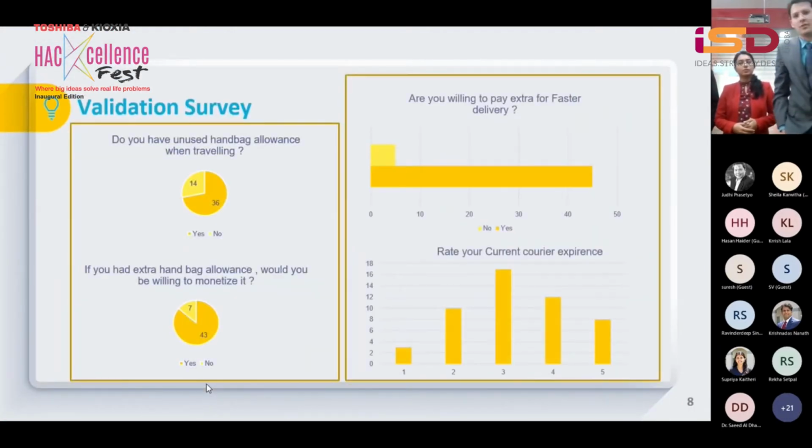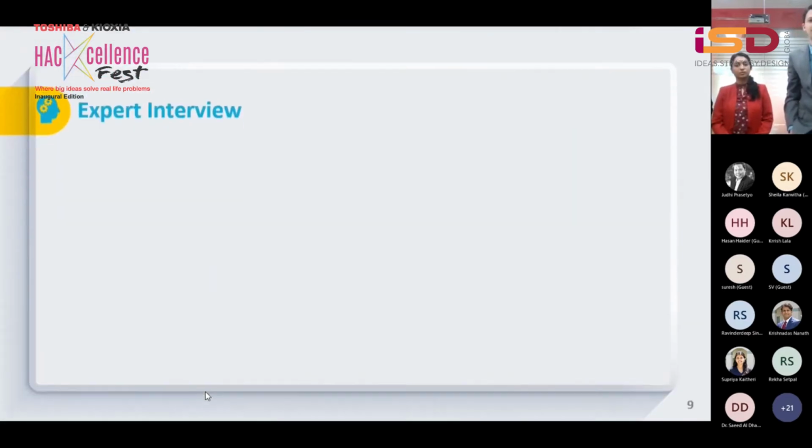So for an idea to kick off, it needs to get enough traction from potential customers and the industry. Our team took a short validation survey with the senders and custodians. Out of a sample of 50, 72% of the custodians have unutilized travel allowance, and the majority would be willing to monetize this empty capacity. Similarly, the sender is willing to pay extra for faster delivery, and currently for them, the customer experience is an average 3. This leaves us with a tremendous scope for improvement within the industry.